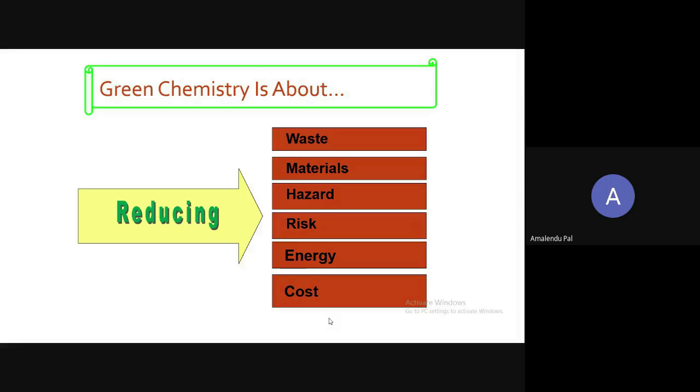So green chemistry is about reducing waste products and using minimum material, and it should not be hazardous. Risk factor is also very important. When we work with green chemistry, the risk factor will be reduced. If we use green chemistry in the lab, the energy consumption will be reduced, and cost also automatically reduces.